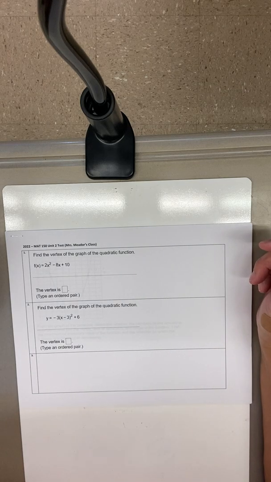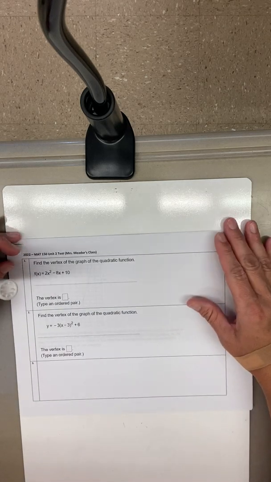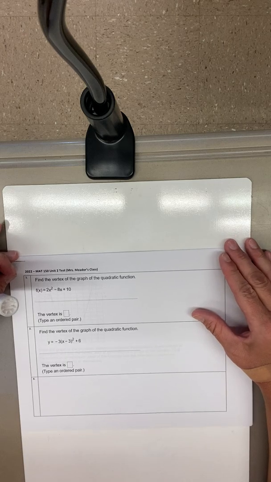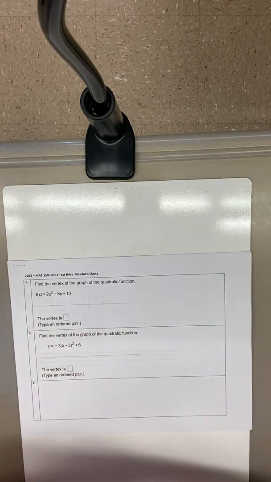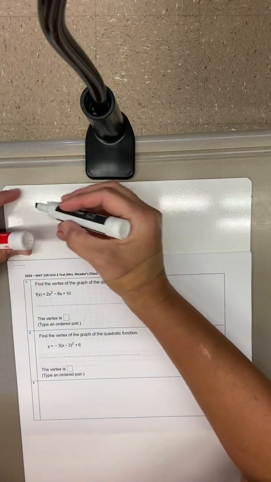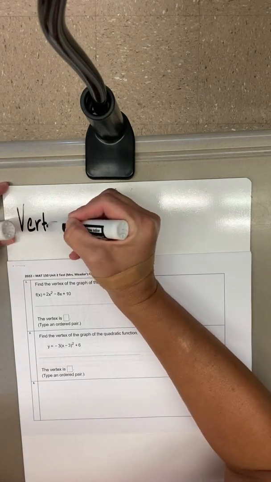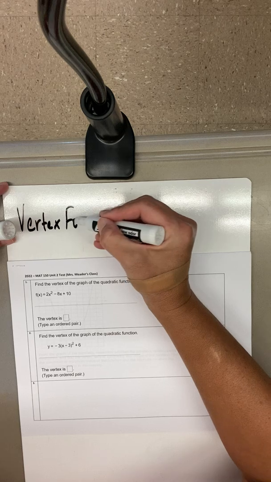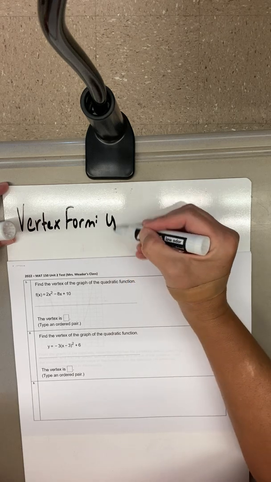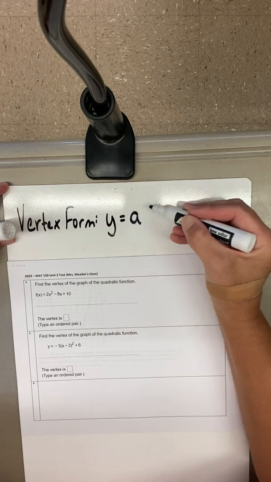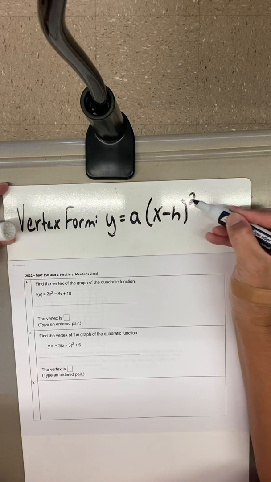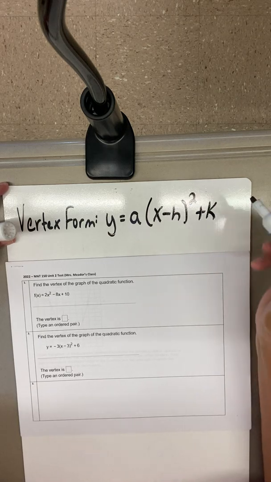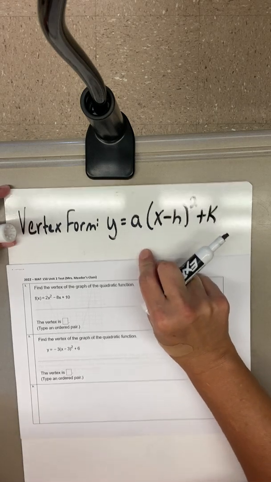Number 2 says find the vertex of the graph of the quadratic function y equals -3, parentheses x minus 3, quantity squared plus 6. Now, this is already in what they call vertex form. Vertex form is y equals a, parentheses x minus h, quantity squared plus k. Notice this a is the same a in standard form.